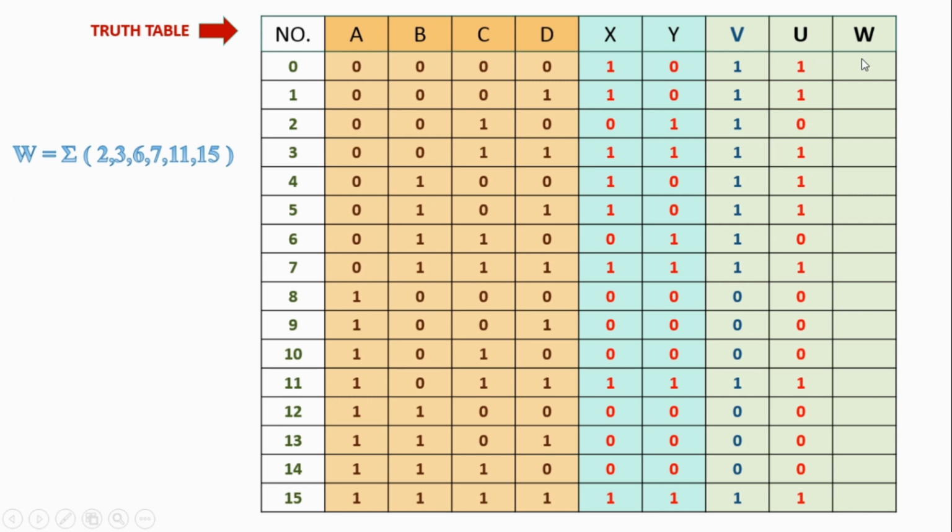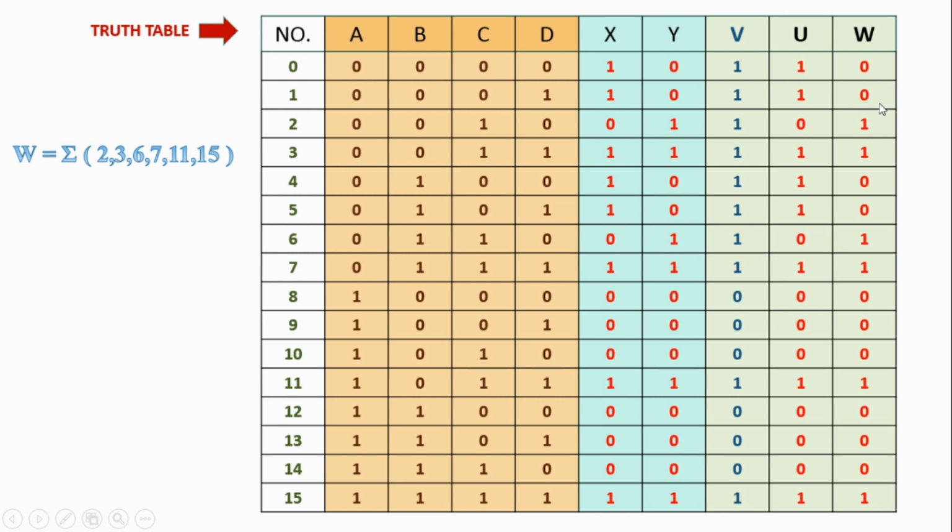so w is equal to y, and y is equal to what? 2, 3, 6, 7, 11, 15. I will fill this 2, 3, 6, 7, 11 and 15, and the rest of the places are 0. So here our table is completed. Now we have to find out the minimized expression for u, w, v, so that we can create the unknown combinational circuit.